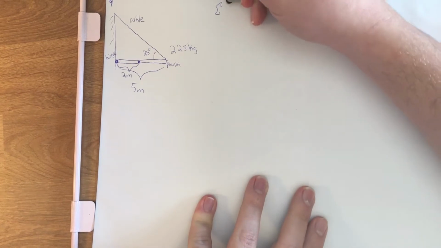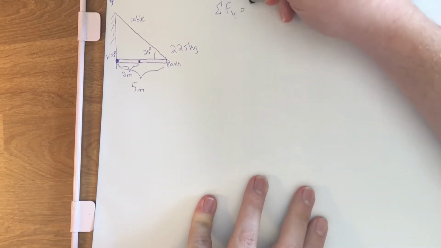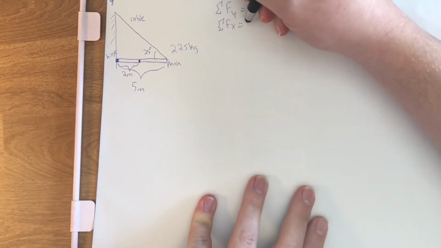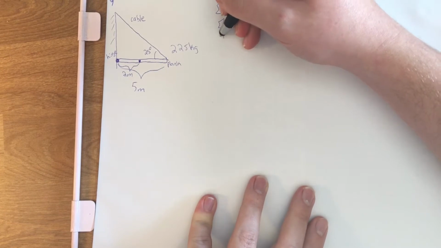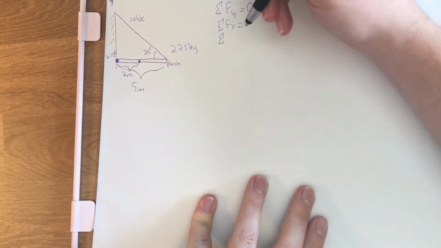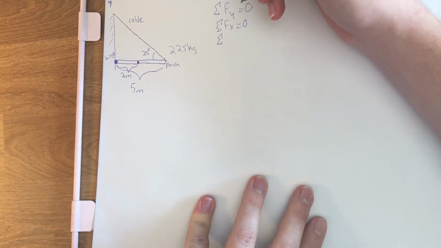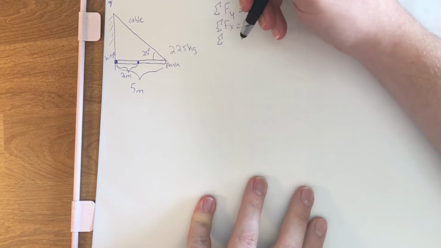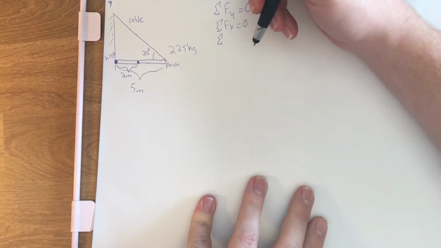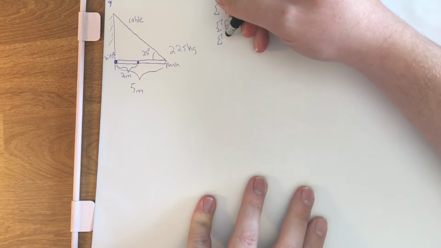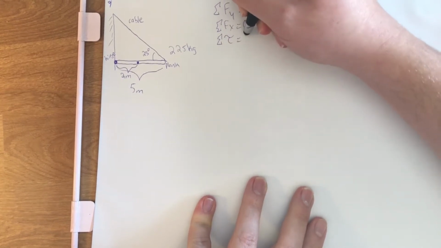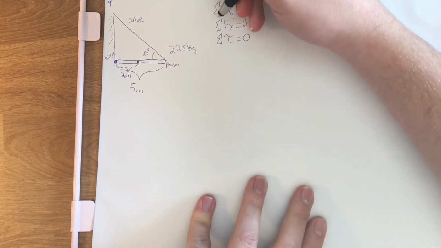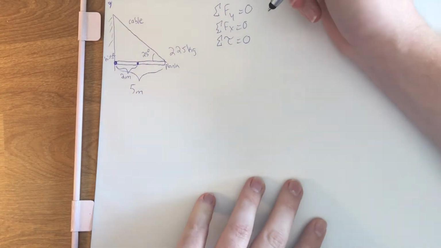The sum of my forces in the y direction equals 0. The sum of my forces in the x direction equals 0. And lastly, the sum of what? What else has to equal 0 if I'm in static equilibrium? If I'm not rotating, the sum of what would be 0 if there's no angular acceleration? The sum of my torques would have to equal 0. So this is the first step you can do in any static equilibrium problem. You can set all of these things equal to 0.